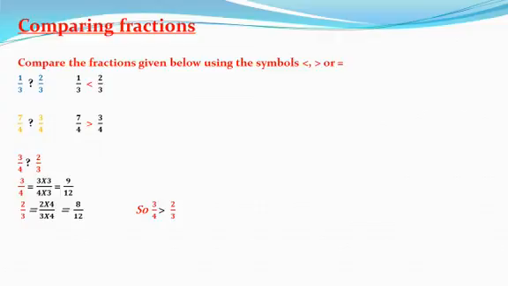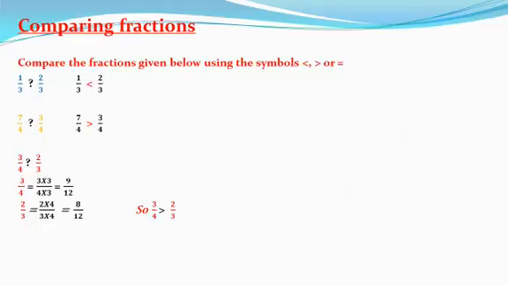The next one, 7 over 4, 3 over 4. The denominators are the same. Compare the numerators. 7 is bigger than 3. So 7 over 4 is bigger than 3 over 4. Put the symbol in between the fractions.